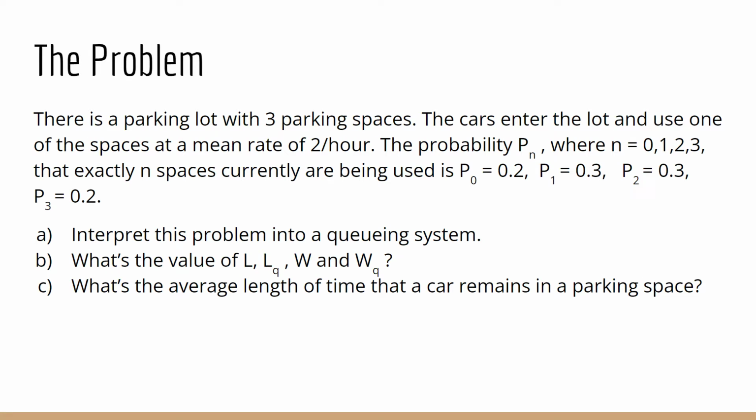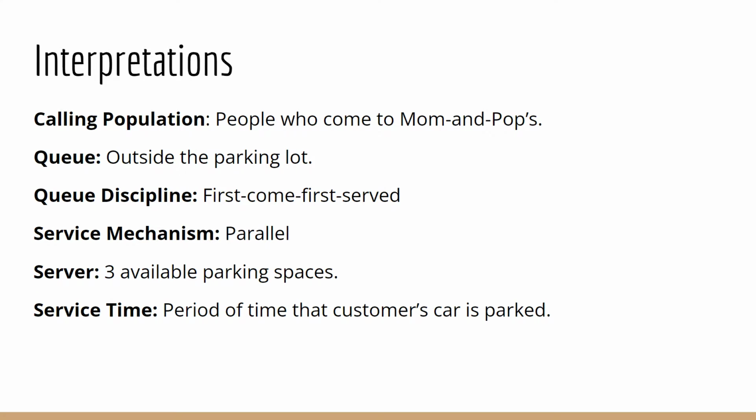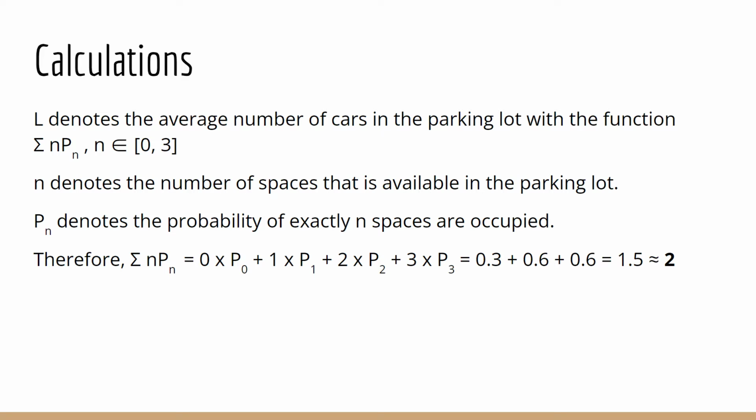And the second question is, what's the value of L, LQ, W, and WQ? For this question, L denotes the average number of cars in the parking lot, with the function summation of n times Pn, where n goes from 0 to 3. And n denotes the number of spaces that are occupied in the parking lot, and Pn denotes the probability of exactly n spaces being occupied, which is given in the problem. We can simply plug n and Pn into the summation function.